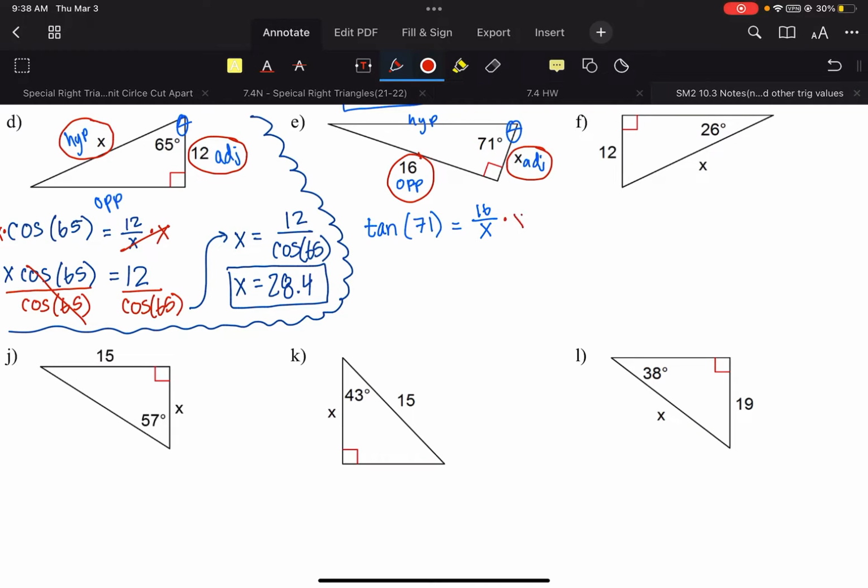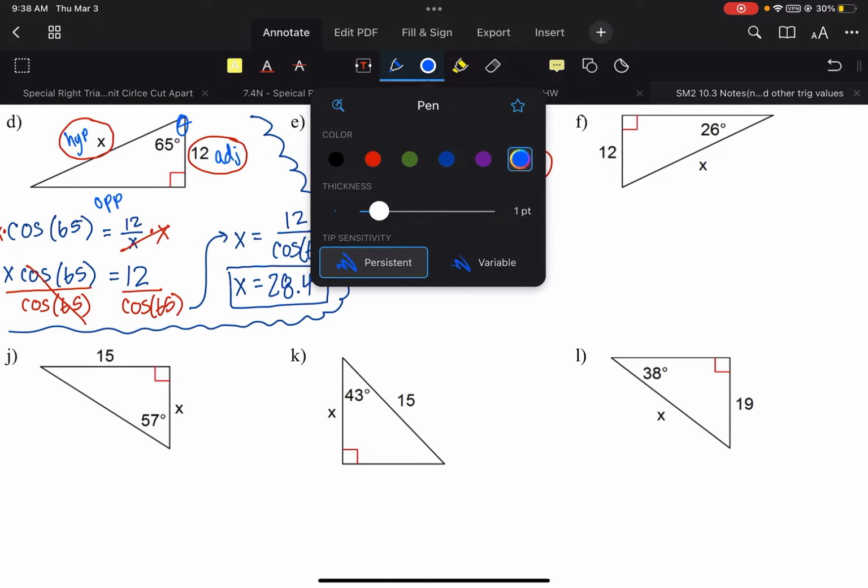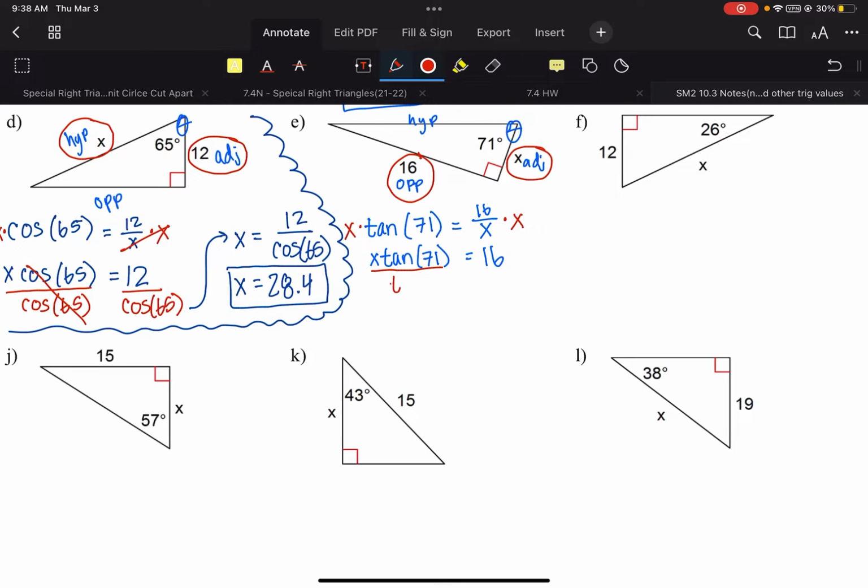Start by getting rid of your fraction. That's always just a good place to start, I think. So I have x tangent of 71 is equal to 16. Then I'm going to divide by the tangent of 71, that whole entire piece.